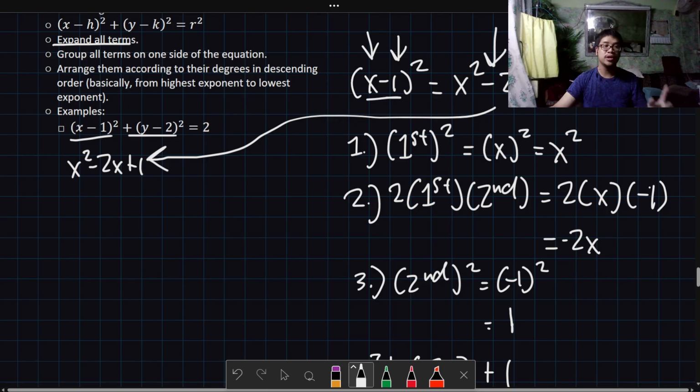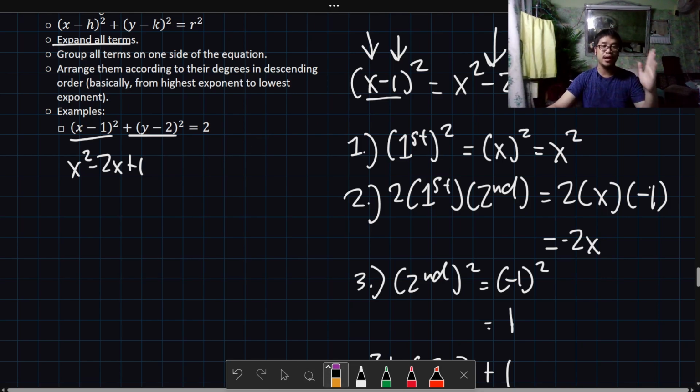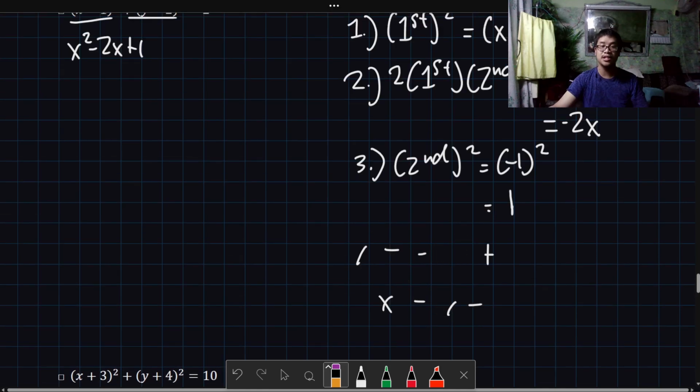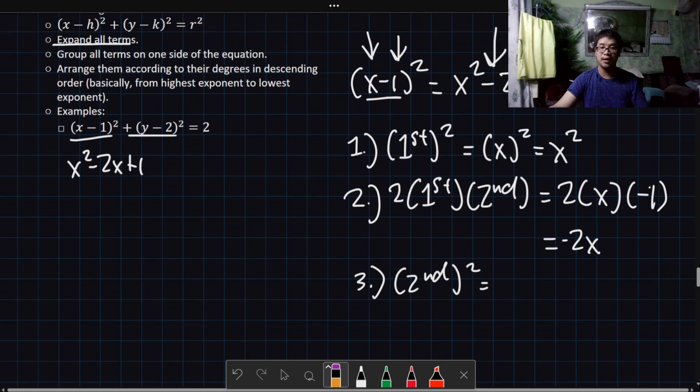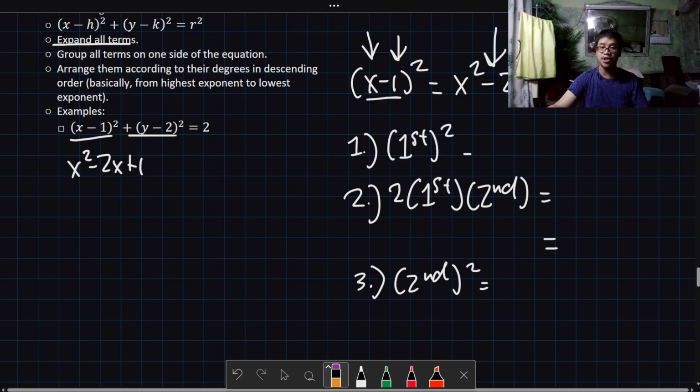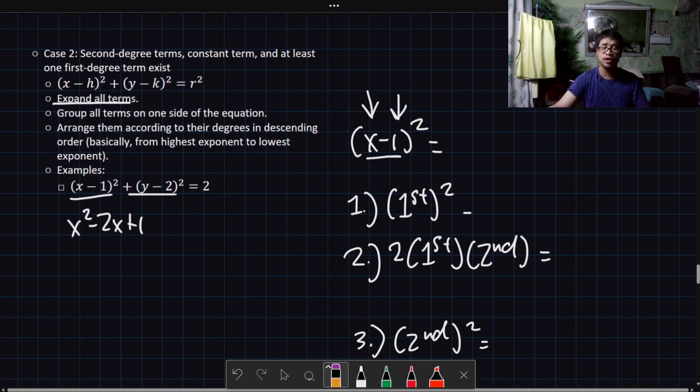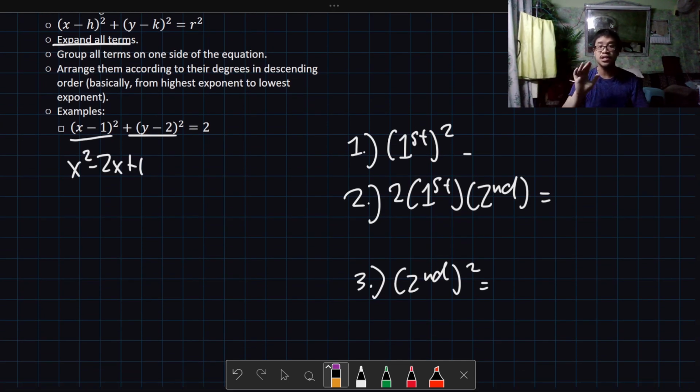All right, let's go back. Here we have the expanded form of the square of x minus 1. Now let's do the same thing for the square of y minus 2. Let me erase this one. I would rather use the second method because for me that's much better. You can picture this one if you want to memorize it. Again, this technique is only useful for a squared binomial.